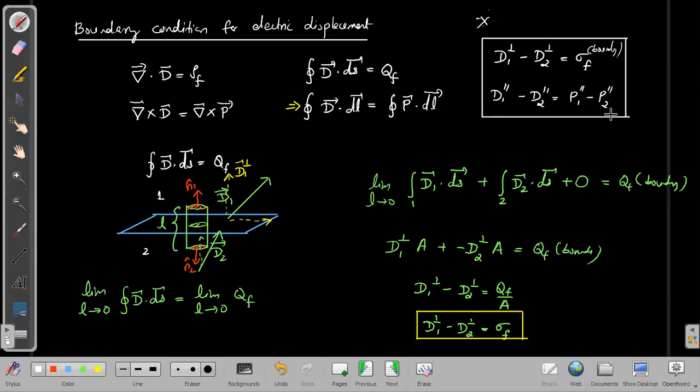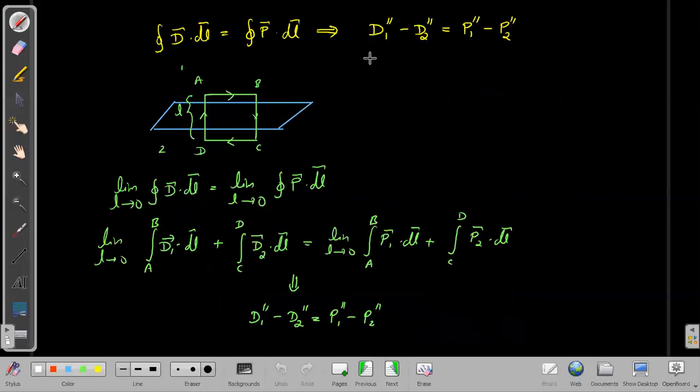And for the parallel components, the difference depends upon the difference between the polarizations, P1 parallel minus P2 parallel, and this I am giving as homework to you. I have not completed the derivation. I have just given the hint how to do it. So you can complete it and prove it yourself.